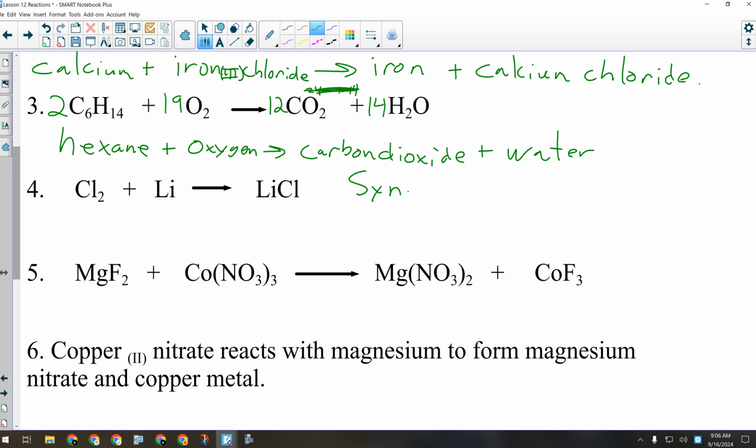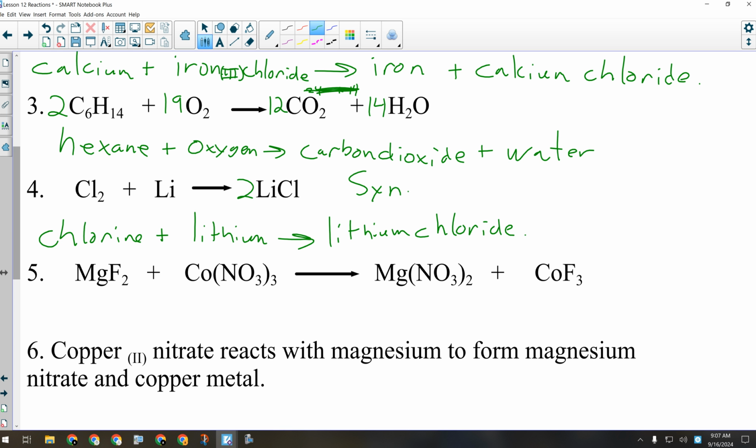This stuff is chlorine, one of our special molecular elements. Lithium is lithium chloride. All right, what do I need to balance? Chlorine, yeah, there's 2 in the reactants. Now there are 2 in the products. What's wrong? Lithium is not balanced.